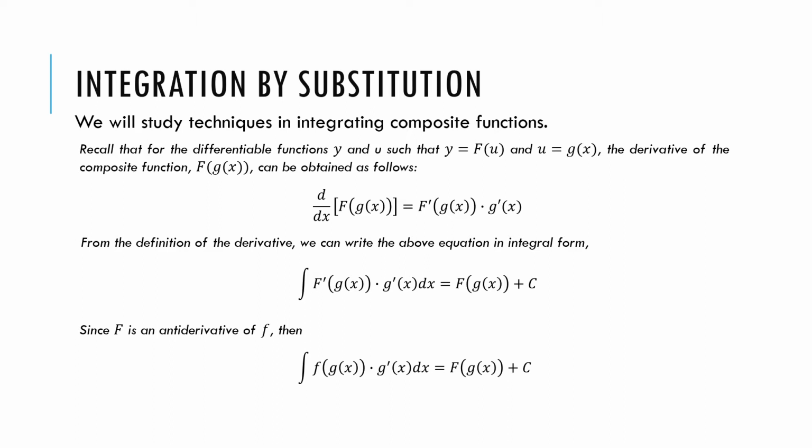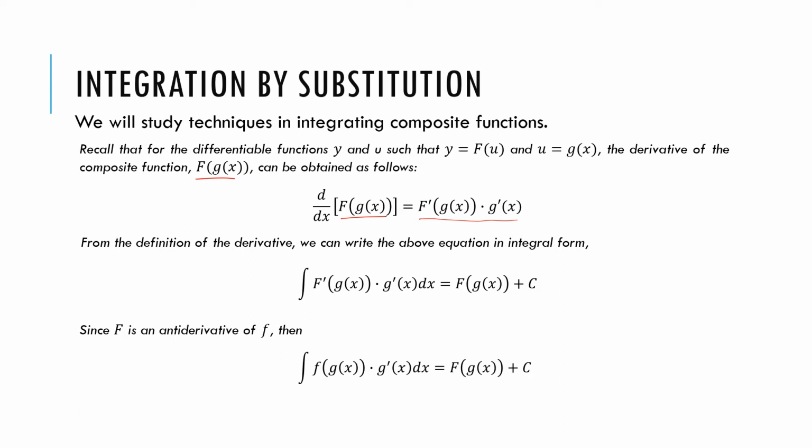So recall that for the differentiable functions y and u such that y is equal to f of u and u is equal to g of x, the derivative of the composite function f of g of x can be obtained as follows. So f of g of x is a composite function. Recall your general mathematics lesson 1 or lesson 2, the composite function. The derivative of this is f prime of g of x multiplied by g prime of x. There are similar ones in derivatives. I believe that's the product rule, if I'm not mistaken.